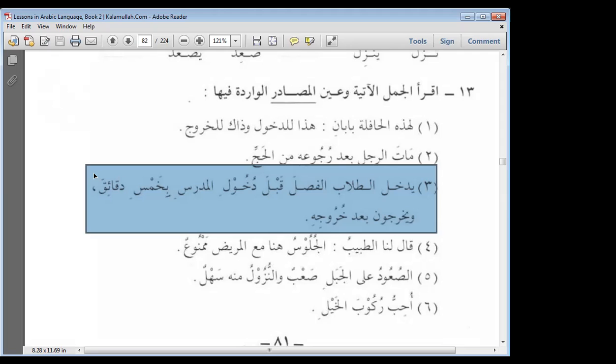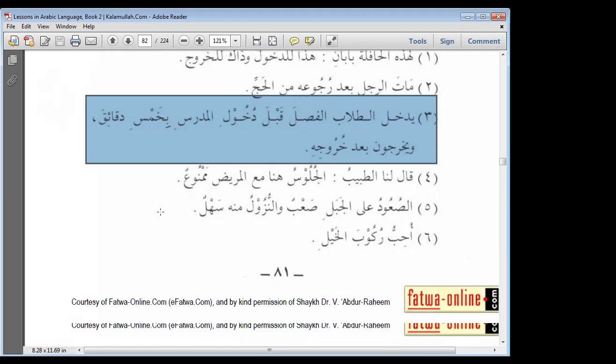Right, where is the masdar in the sentence? Or masdars? Dukhul, yes. And khuruj. So you have dukhul and khuruj. Remember, we only look at one pattern here. Dakhala yadkhulu dukhulun. Kharaja yakhruju khurujun. It's the masdar.